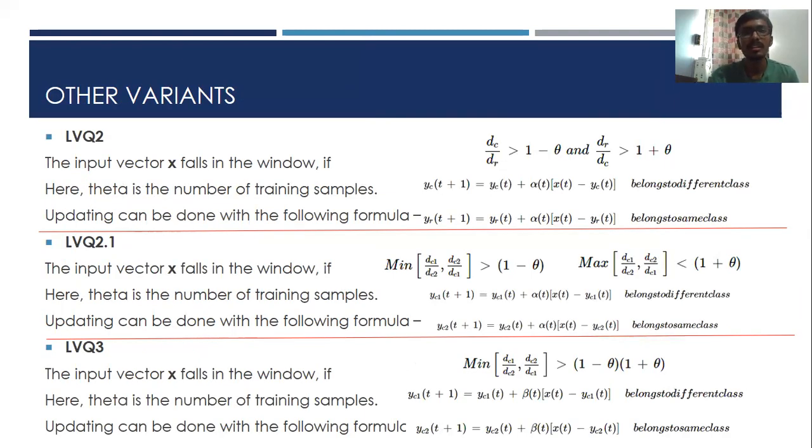So these are basically the other variants, LVQ2, which can be used for maybe better accuracy, and LVQ 2.1 and 3 as well. Here the input vector X falls in the window. If this condition is followed, then the updating formula is this. Similarly, if these conditions are followed, then these are met. And for LVQ3, if these conditions are followed, then these are the updating formulas.